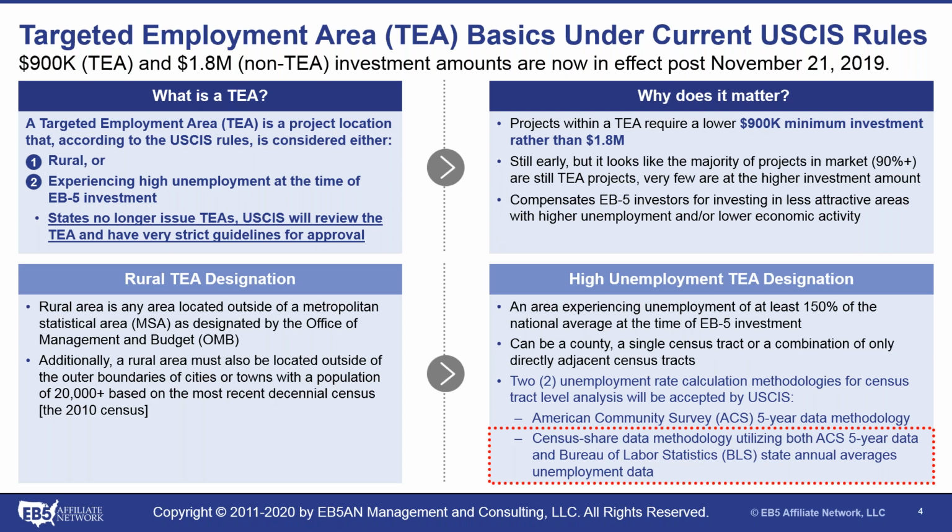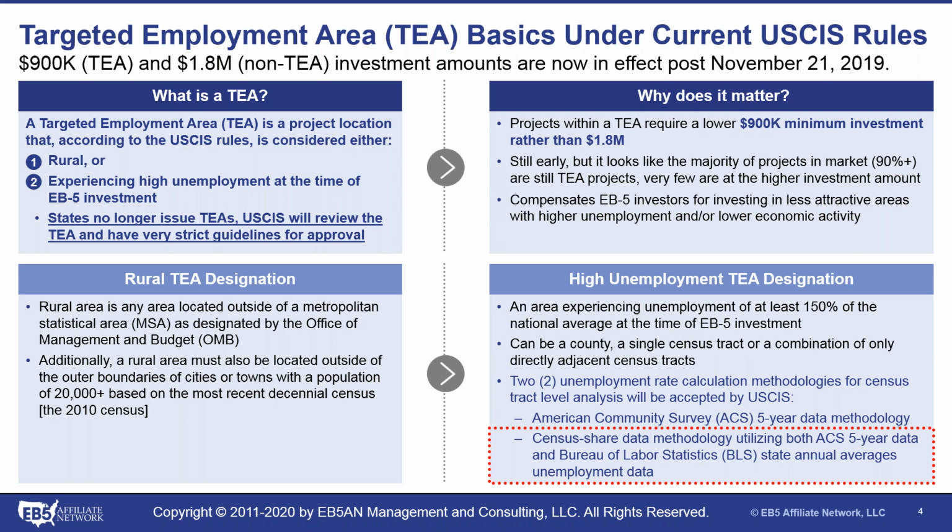One of the major changes with the November 21st, 2019 rule changes was that previously individual states issued the high unemployment TEA designations, but now the USCIS itself is the one that approves individual projects as high unemployment TEAs. That was probably the major change.